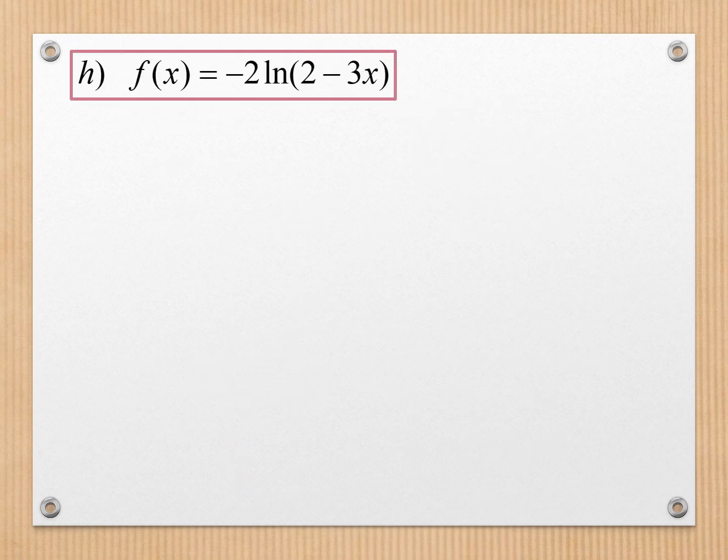Now let's look at H. f(x) equals negative 2 ln(2 - 3x). So first we find the domain of this function, 2 minus 3x more than 0. So we solve this inequality until we get x less than 2 over 3. So the domain here is (-∞, 2/3). Then we find the x-intercept. We get x equals 1 over 3 as the x-intercept.